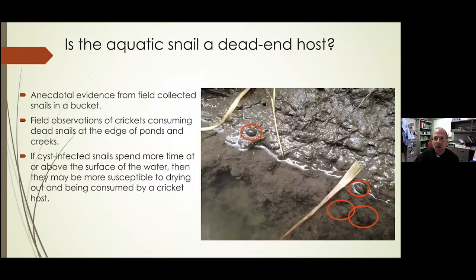And when he reached further down in the bucket, the snails at the bottom didn't seem to have that many cysts. When you go out in the field, you can see at the edge of the creek, some snails are stuck out above the water line, some are at the water line, and some are below it. We also observe crickets. If there's a snail at the edge that's dried up and dead, we've seen crickets and grasshoppers eating those dead snails. So if these cyst-infected snails spend more time at or above the water line, they're going to be more susceptible to drying out and being consumed by a cricket host.